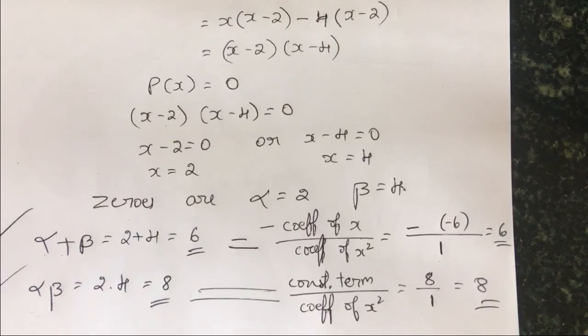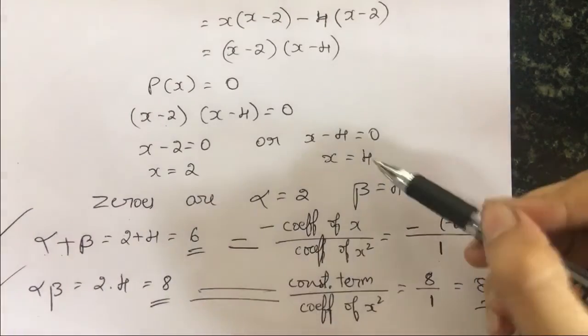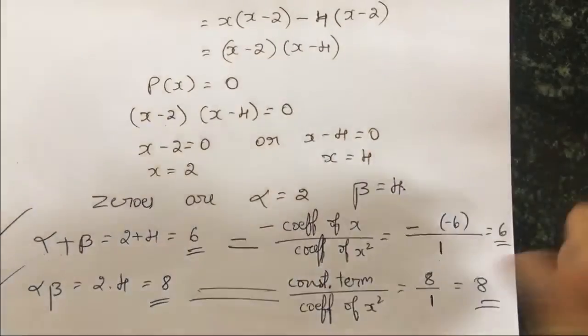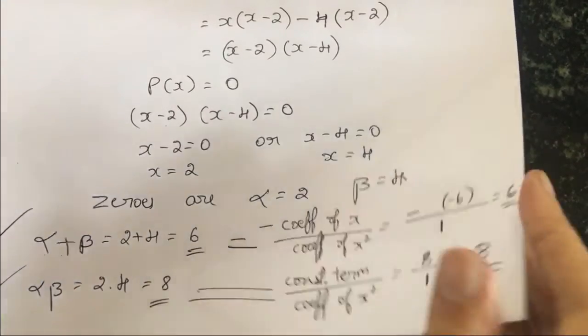Now these are all for the quadratic equation. Now what happens if they give you the zeros? Can you get back to the polynomial? That is the question. I'll just tell you how to do that.